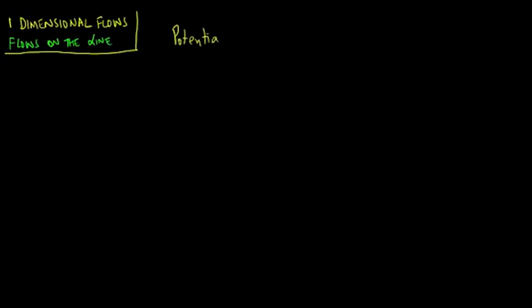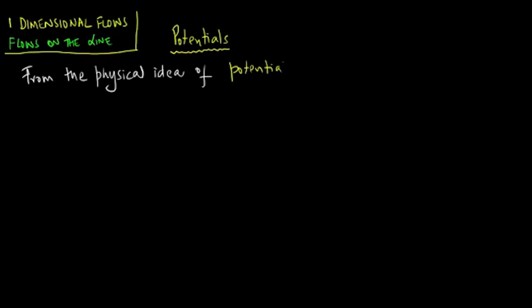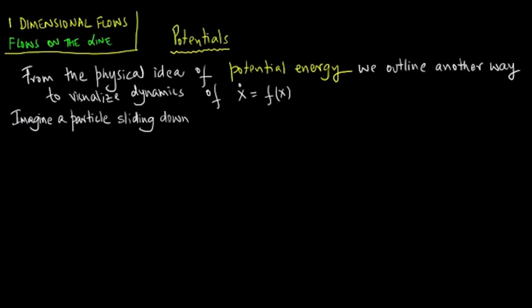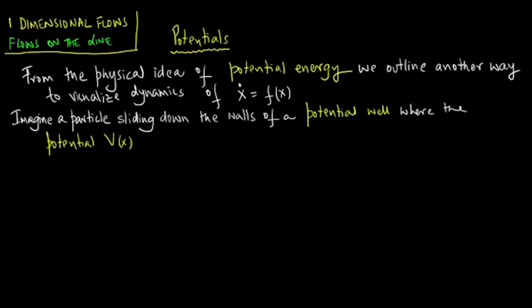This is a short lecture on potentials. So from the physical idea of potential energy, we outline another way to actually visualize the dynamics of x dot is equal to f of x. So you imagine a particle sliding down the walls of a potential well, where the potential V of x is defined by f of x is equal to minus dV dx.